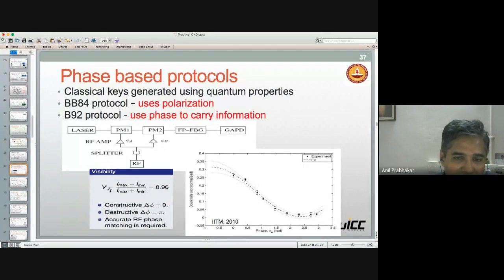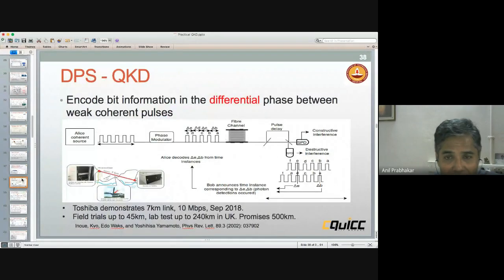A lot of these are statistics because these are single photons. So this gated avalanche photodetector is making counts. So these are statistics, and you'll get error bars on all your measurements. Right? There is another version called differential phase, which is better.